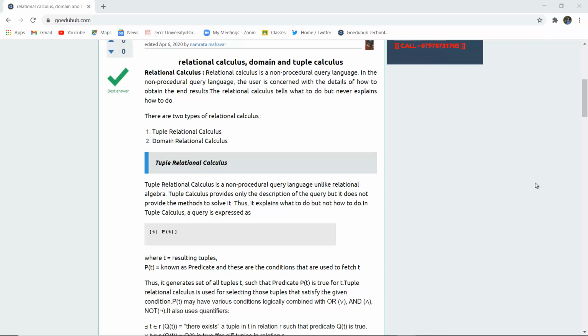In a non-procedural query language, the user is not concerned with the details of how to obtain the end result. The relational calculus tells us what to do but never explains how to do it. There are two types of relational calculus, that is tuple relational calculus and domain relational calculus.